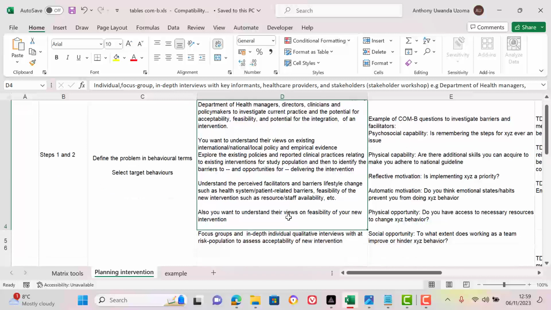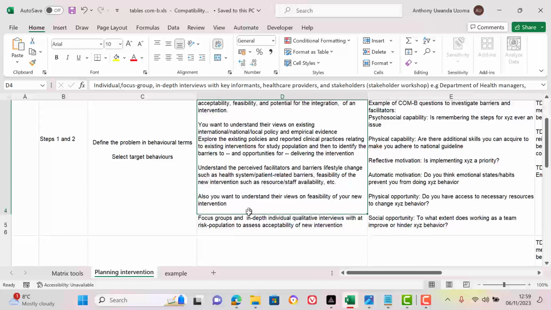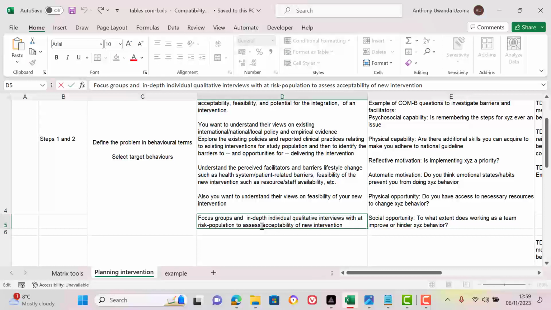All right. Having done that, you also interview the pregnant women who are at risk of malaria in pregnancy. You interview them using focus group discussions or in-depth qualitative interviews, so that you can assess their barriers, whether they are willing to accept a new intervention, how feasible it is, whether they have any risk factors, and any barriers.